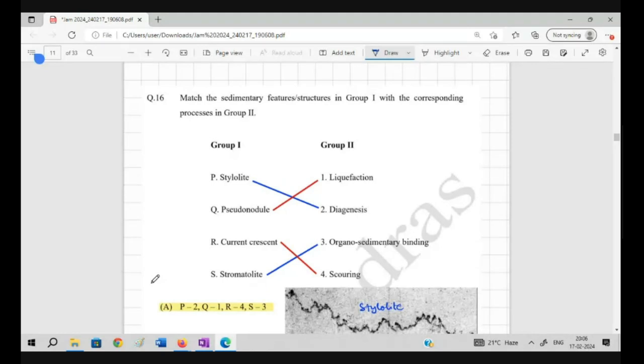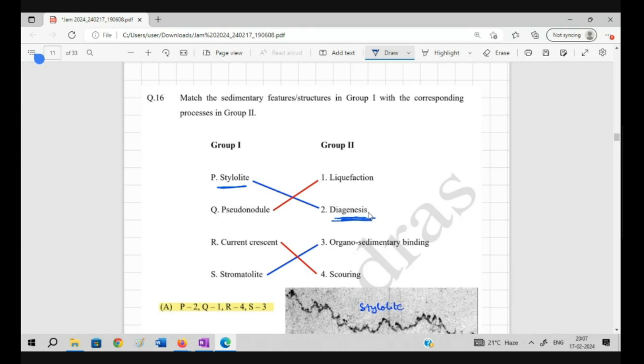Let's move to the next one. Again, it is a column matching, but some sedimentary structures are there, and in group 2, their respective mechanisms are there. Let's see about the stylolites. Stylolites, as you can remember, are formed due to the pressure solution mechanism, which mostly occurs during diagenesis. During diagenesis, when pressure is applied, the high pressure causes pressure solution, which creates stylolites.